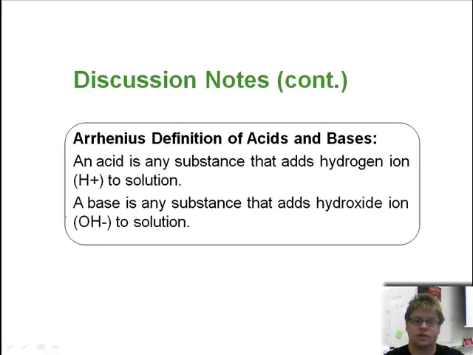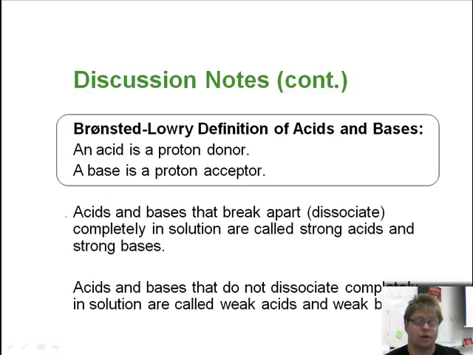The first definition we were using was that acids add hydrogen ion to the solution, and bases add the hydroxide ion. This is called the Arrhenius definition. Bronsted-Lowry, as we talked about a little earlier, a simple definition of Bronsted-Lowry is an acid is a proton donor and a base is a proton acceptor.